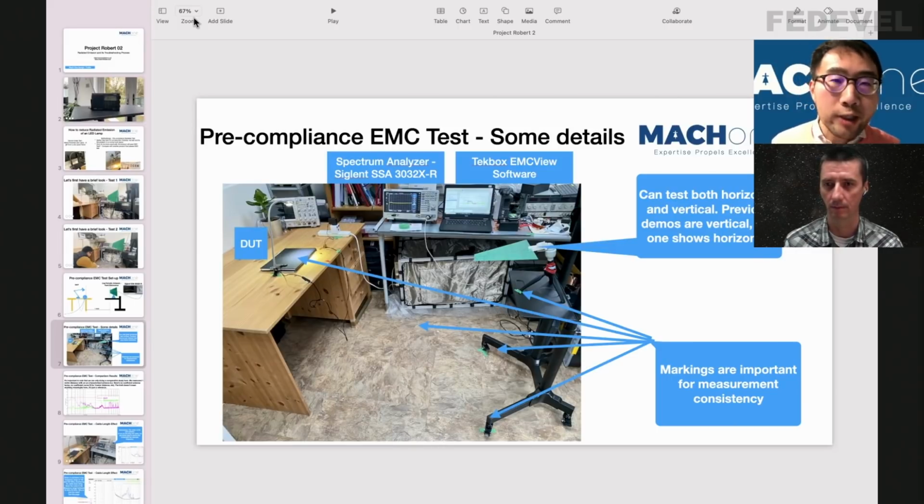You have the log periodic, so like this shape, and then you have the biconical one, you have the horn one, you have the rod antenna. Many types of antenna work from different frequencies, as we said.